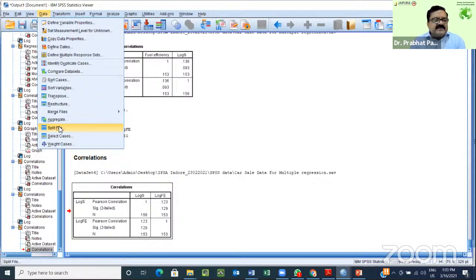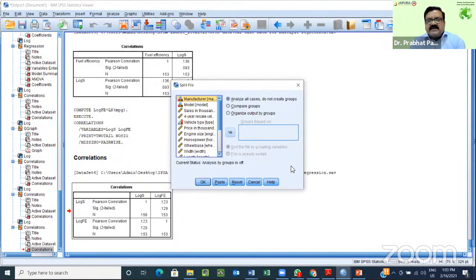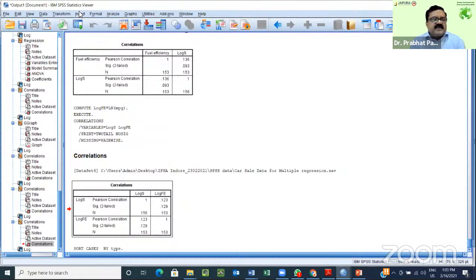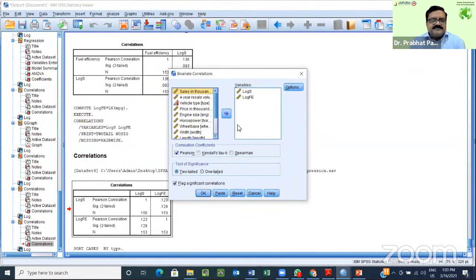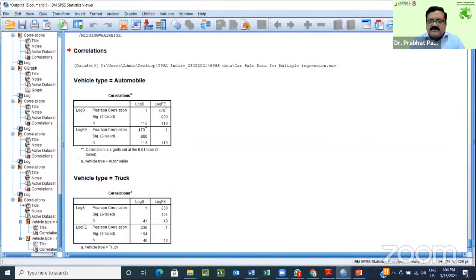So what I'm doing is that I'm going to data and I'm going to split the file, and I'm asking the computer to calculate correlations separately for these two categories of data. And then I'm saying, okay, organize the group output by the group, and the group is vehicle type. So when you give me the output, you give me output separately for the vehicle type, and there are two vehicle types that have been inserted in this data. So now I'm going to analyze, correlate, bivariate, resetting it, again taking these two log ones, and asking the computer to give me the result.